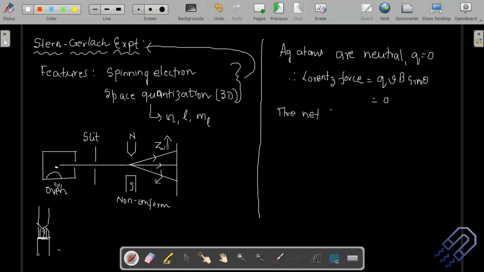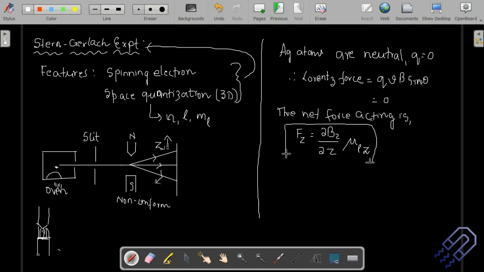So the net force acting is this value. This force is acting along the z-axis, because we are saying it is getting deflected along the z-axis, and that is actually what is happening. This is del Bz divided by del z into the magnetic moment along z. The magnetic moment we denote by mu L z. So this is the net force acting on it, which is the formula that is being used. The question is, how do we arrive at this formula? So this is something which we are going to do.